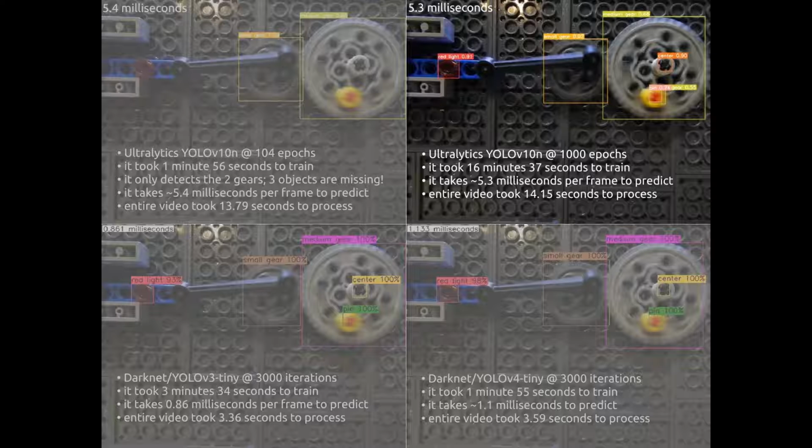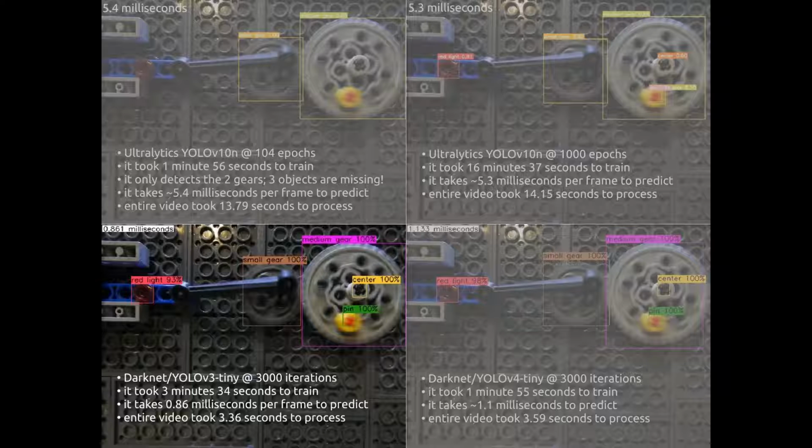YOLOv10N at 1000 epochs is in the upper right corner. It took over 16 minutes to train. It takes about 5.3 milliseconds per frame to predict. The entire video took 14.15 seconds to process.